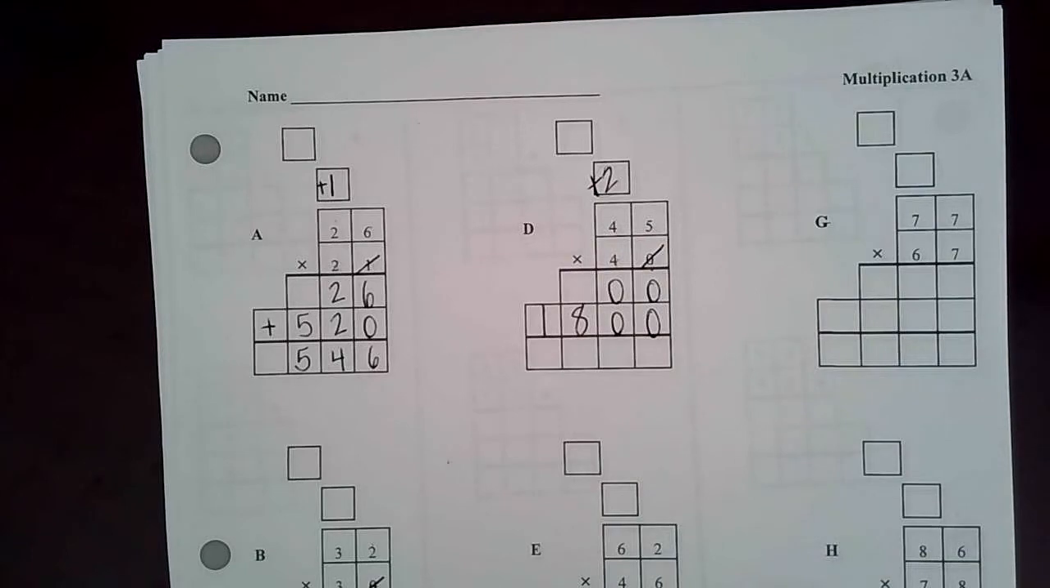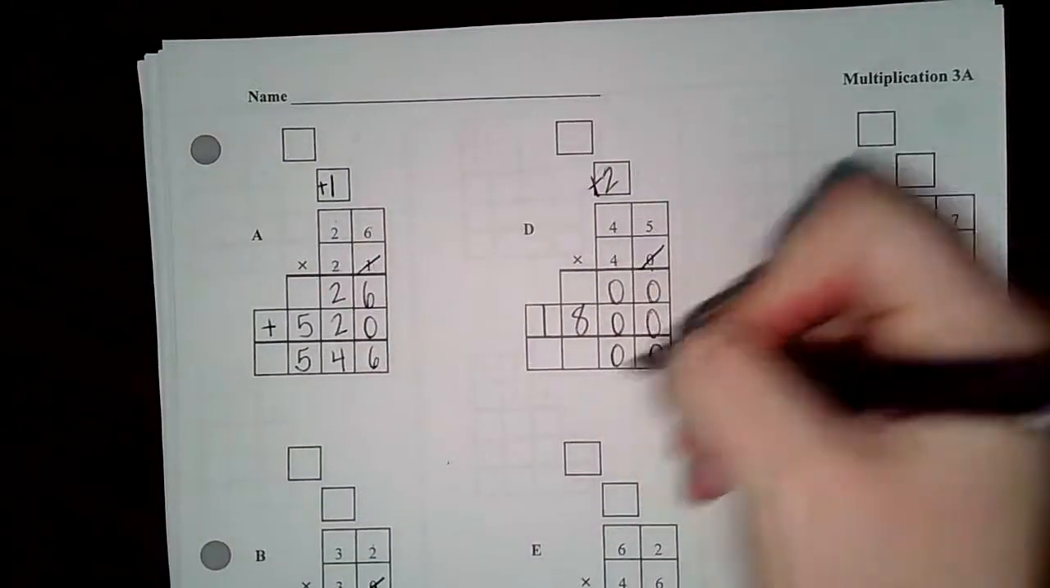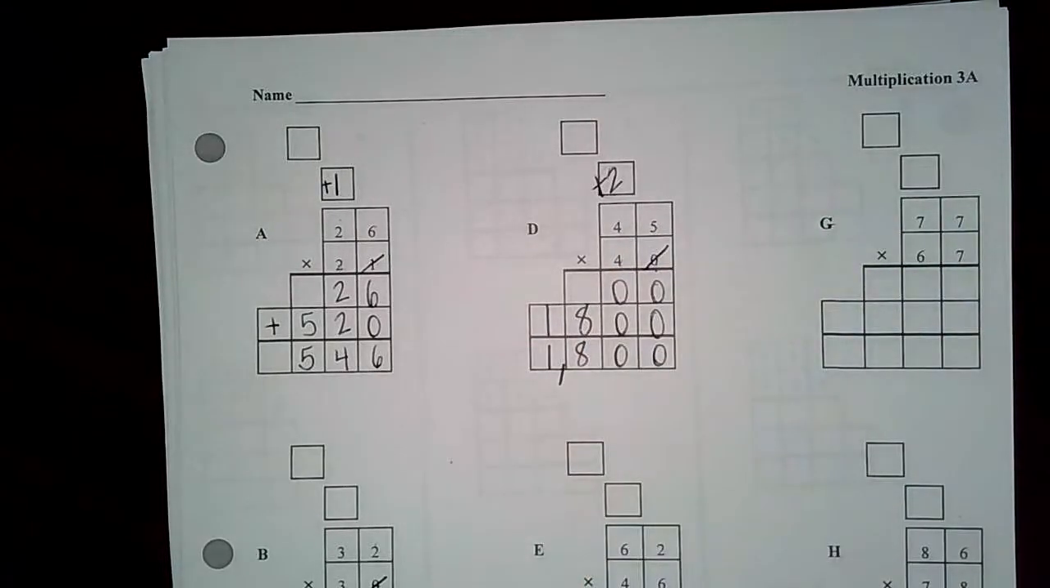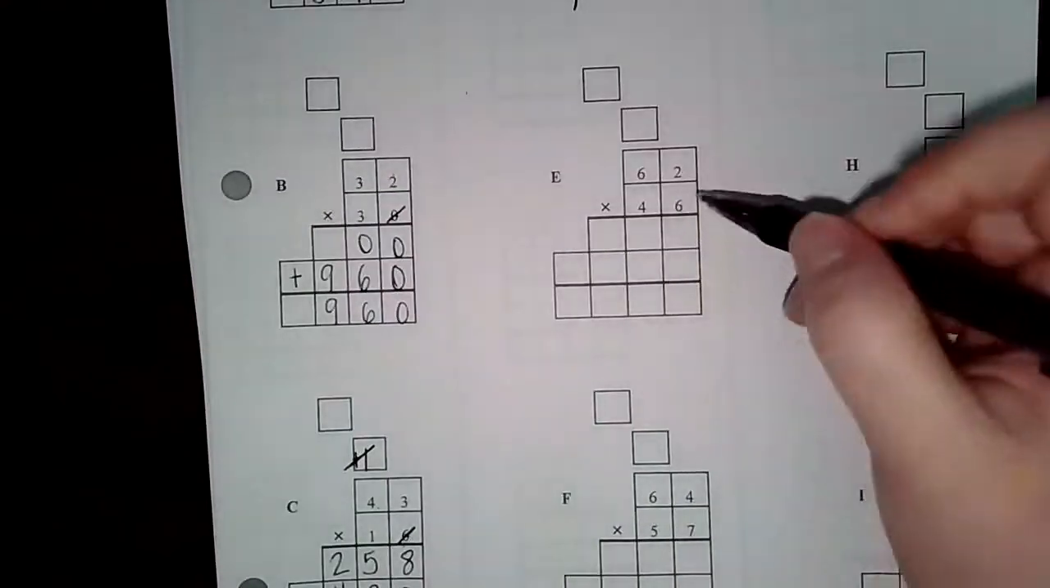So now add. 0 and 0 is 0. 0 and 0 is 0. And then I have my 18. So 1,800.